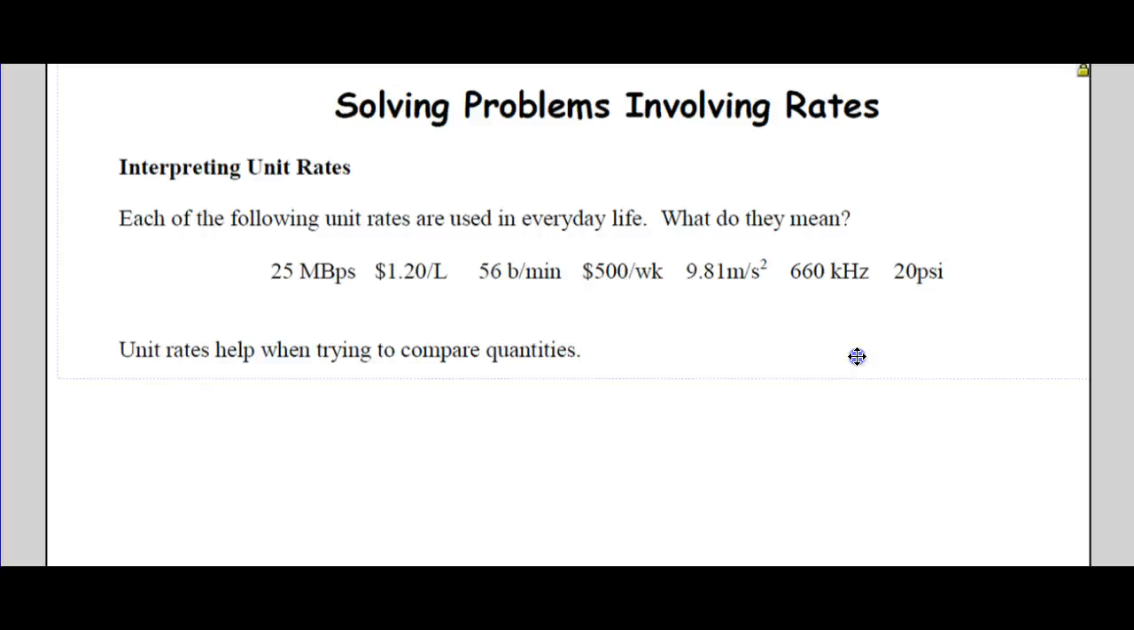Pounds per square inch. Tire pressure. I don't know what takes 20, man. I can't think of anything that. Unless you're underinflating to get better traction or something, right?